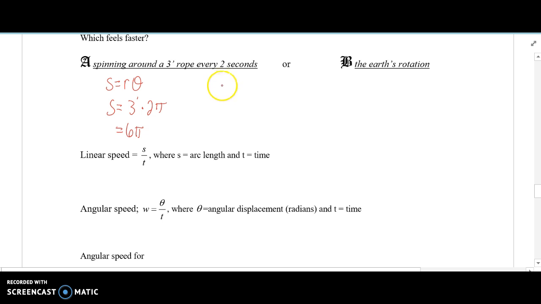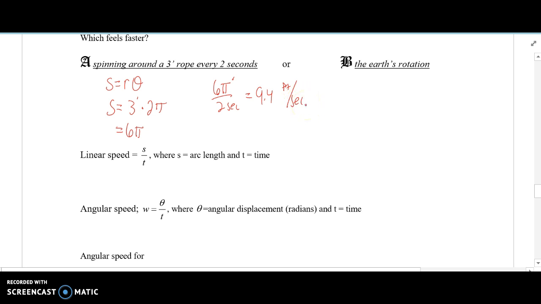Speed is always going to be distance divided by time. This is our linear speed. So we're going to take 6 pi divided by 2 seconds. That's 6 pi feet divided by 2 seconds. And we get that you're traveling 9.4 feet per second.